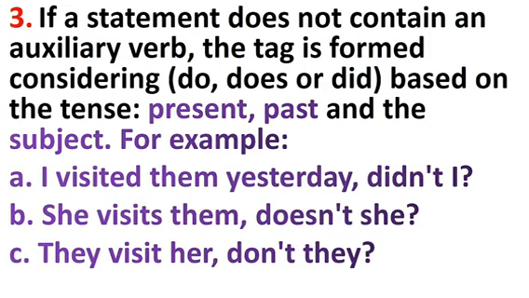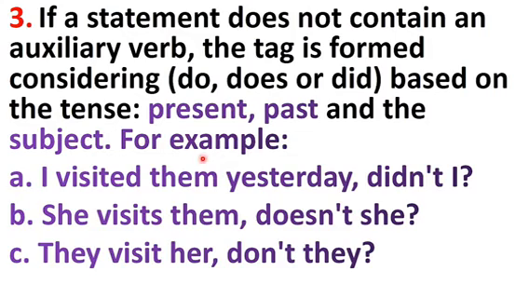Again, if the given statement does not contain an auxiliary verb, the tag is formed considering do, does or did based on the tense of the sentence. Is it present? Is it past? At the same time, you consider the subject. If the given statement does not contain an auxiliary verb, the tag is formed considering the tense, and because of that, you can use do, does, or did based on the tense. At the same time, you consider the subject.